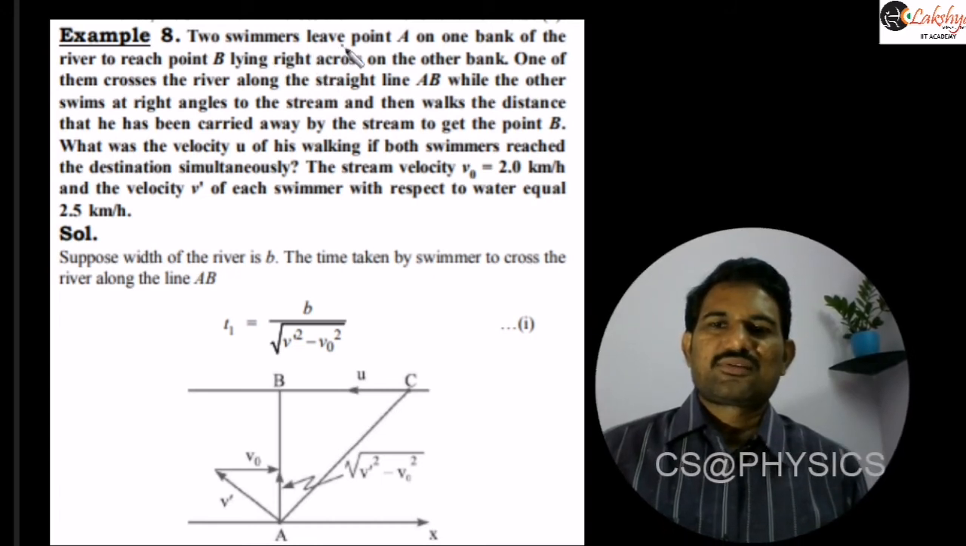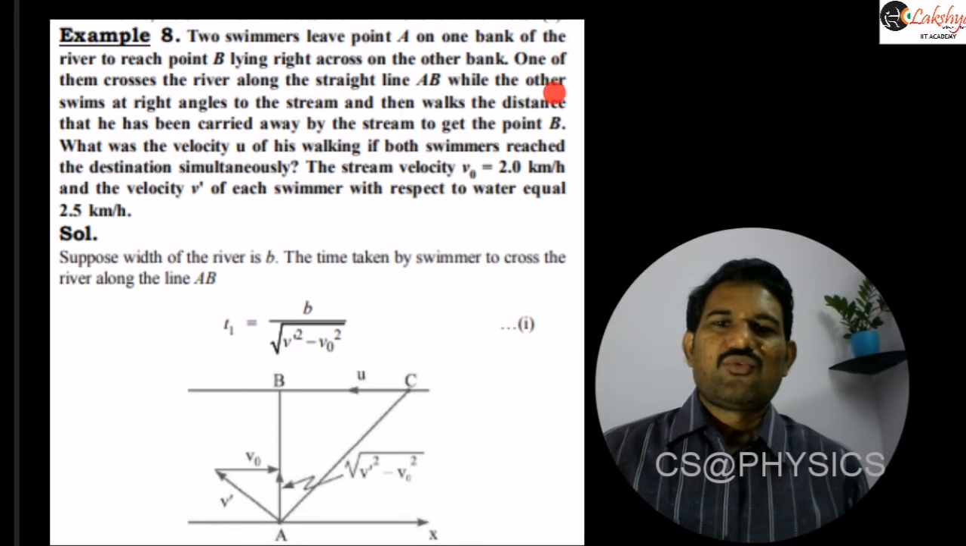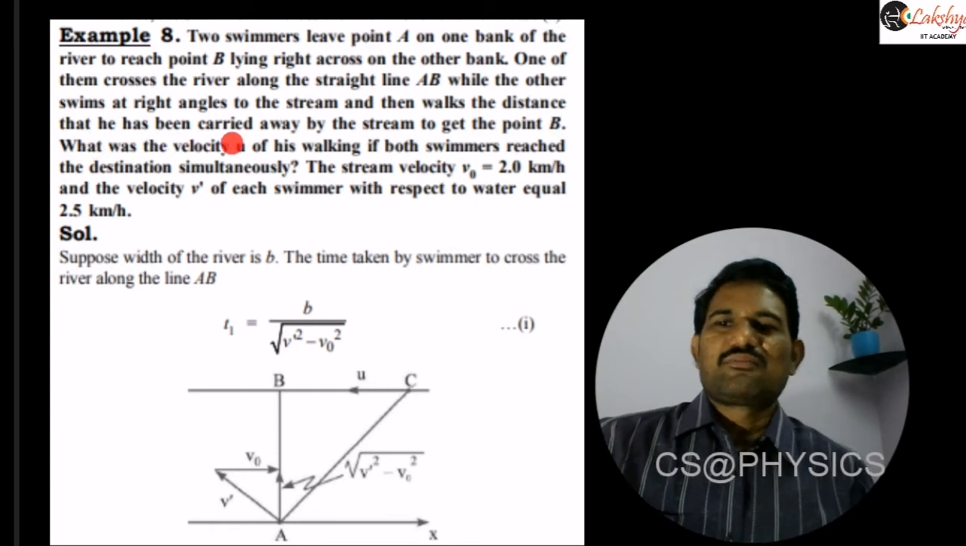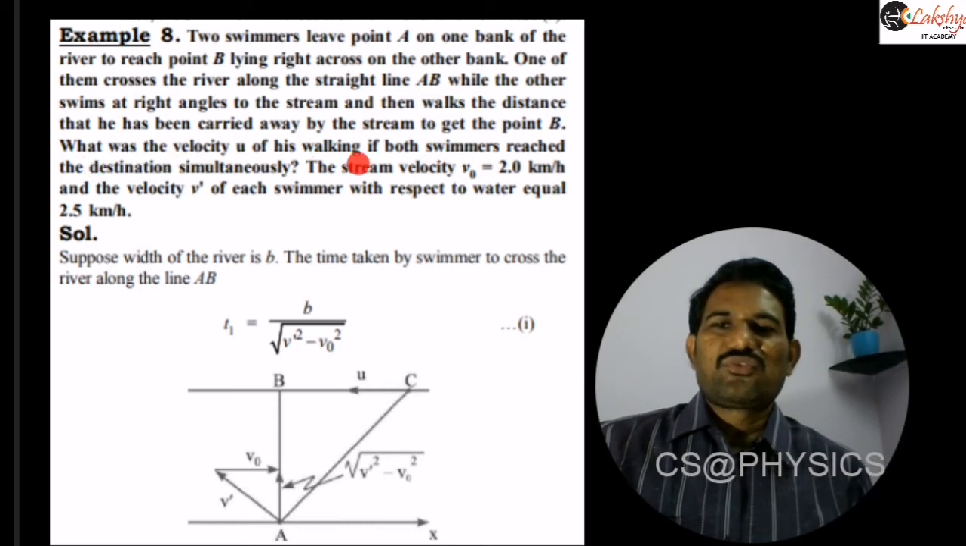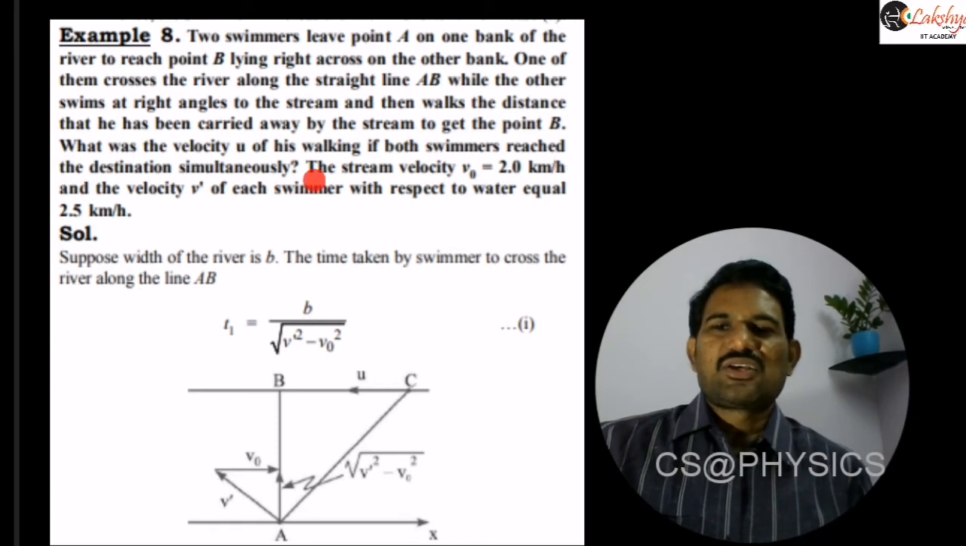So two swimmers leave the point A on the bank and reach the point B lying at right angles to the other bank. One of them crosses the river along the shortest straight line AB, while the other swims at right angles to the stream and walks the distance that he has been carried away by the stream to get to the point B. What was the velocity U of the man walking if both swimmers reach the destination simultaneously?